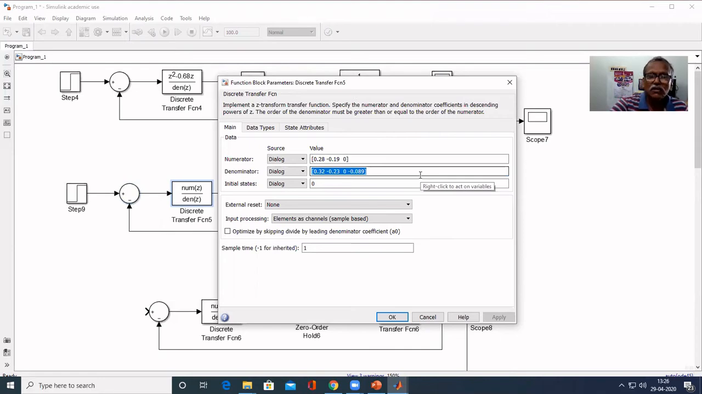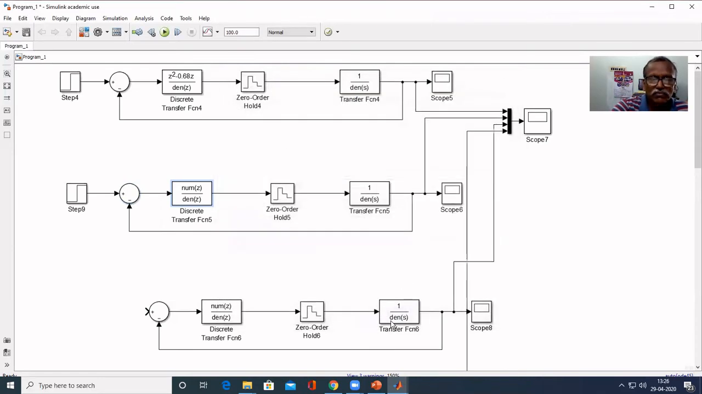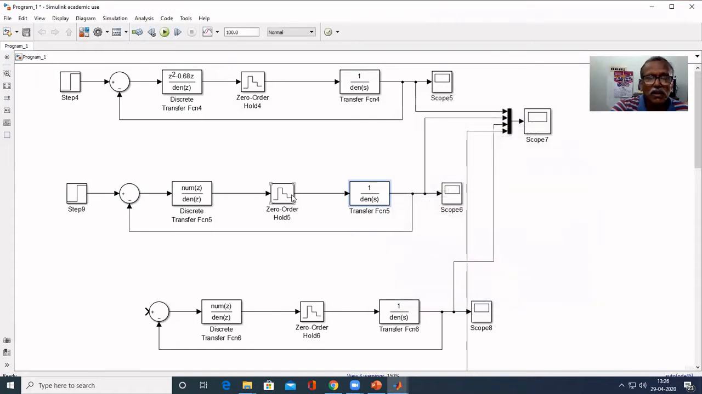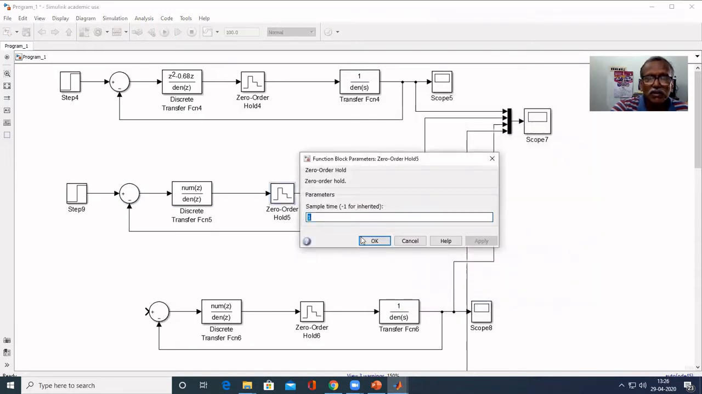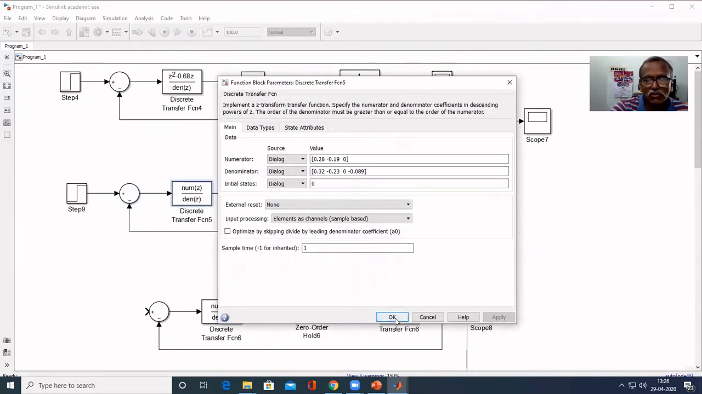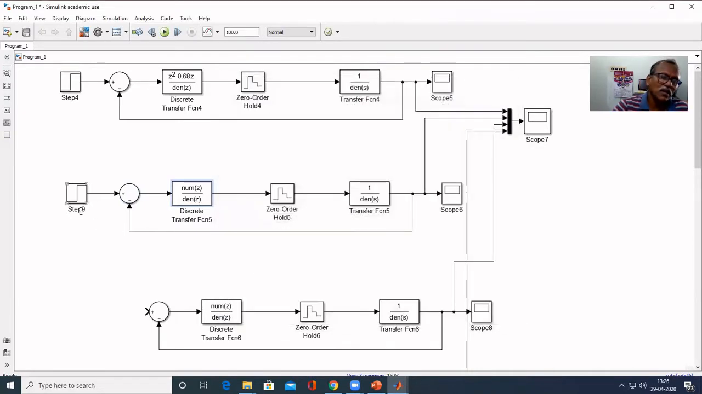This is the controller we entered. We entered the process also, fourth order, 14641 coefficients of denominator polynomial we entered. And the zero order hold, the sampling period is 1 we entered. Here also we have to check the sampling period, that is also equal to 1. That's all. So we entered everything.